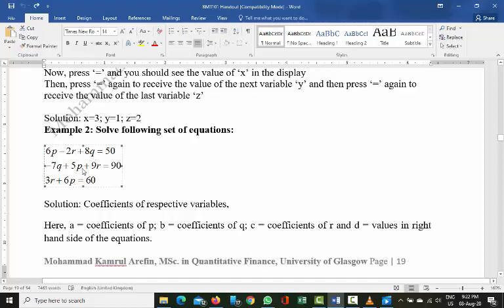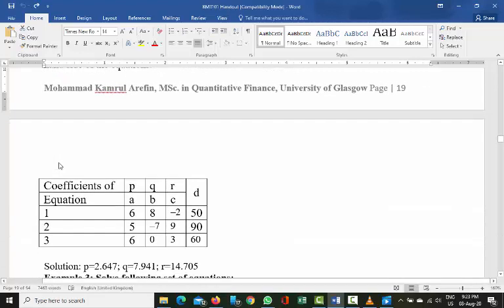When you get variables like this, it's always better to consider these variables alphabetically, like p, q, r, or you can consider it the way you wish. We are considering that the coefficient of p, the first variable, is a, the coefficient of q is b, and the coefficient of r, the third variable, is c. Whatever you have on the right hand side of the equation will be d.